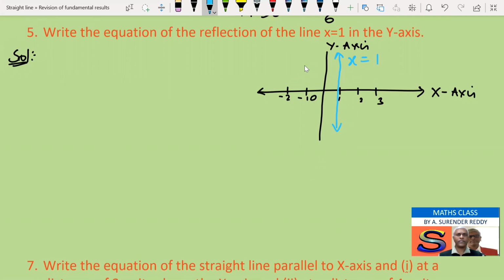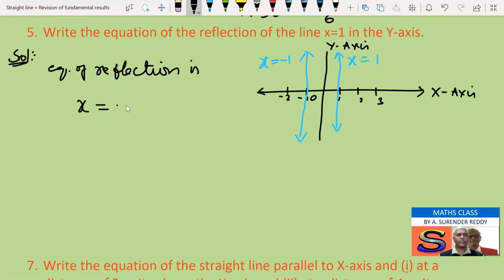So the reflection is on the left side of the y-axis at the same distance, that is 1 unit. So the reflection will be on the left side at 1 unit, that is x is equal to minus 1. So therefore the equation of the reflection is x is equal to minus 1, or if you bring minus 1 to the left side, x plus 1 is equal to 0.